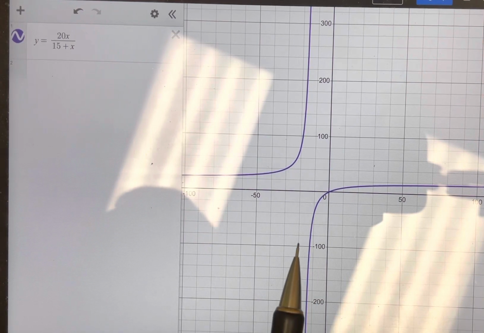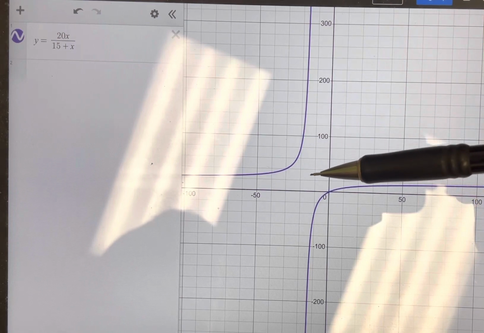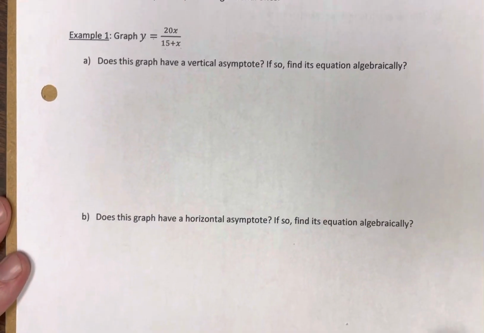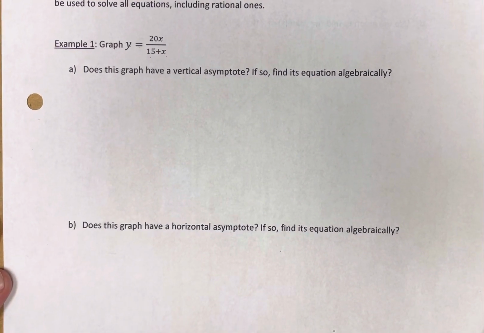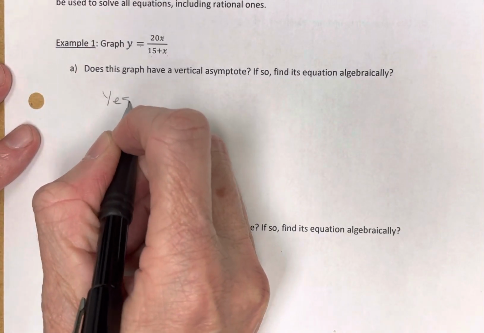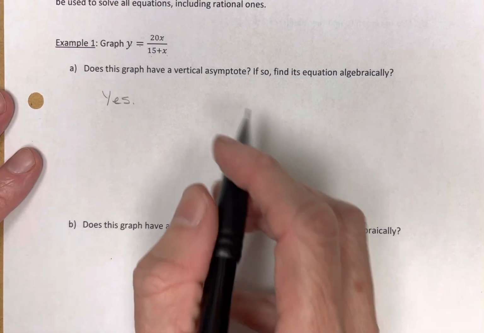Does this graph have a vertical asymptote? Yep, looks like it does right there. I just read off question A: does this graph have a vertical asymptote? And the answer is yes, it does. We can see it. If so, find its equation algebraically.